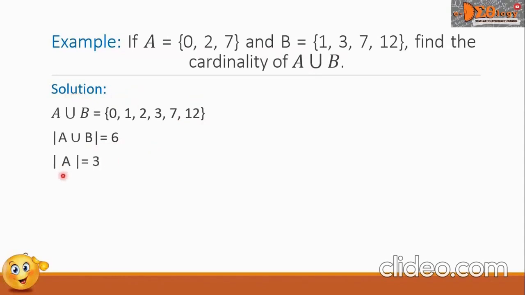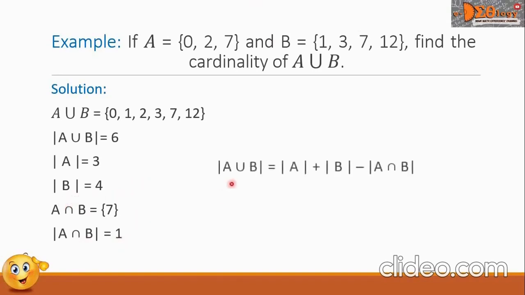For the cardinality of A, this is equal to 3. There are 3 elements in the set A. The cardinality of B equals 4. There are 4 elements in the set B. A intersect B equals 7. We can see that the element 7 is common to both A and B. So the cardinality of A intersect B equals 1. There's only one element in the set A intersect B.